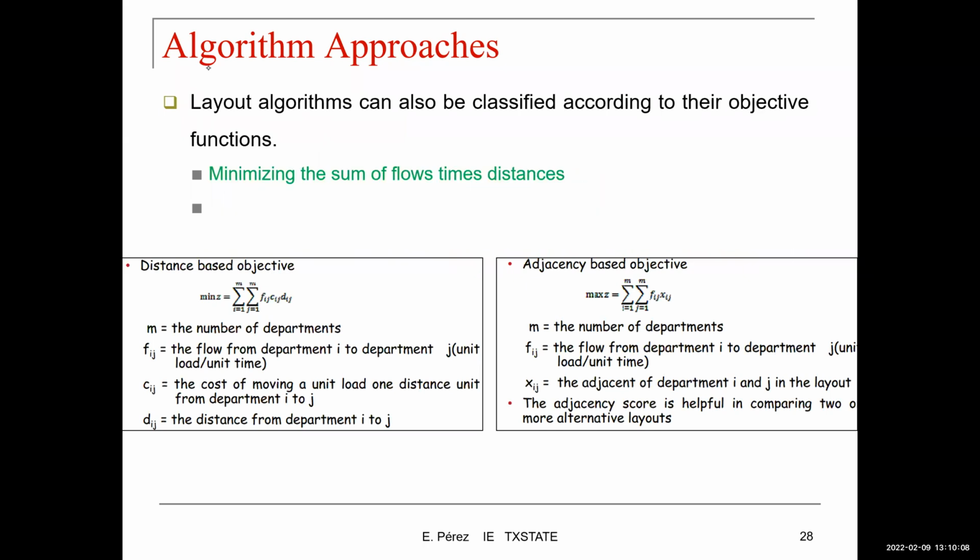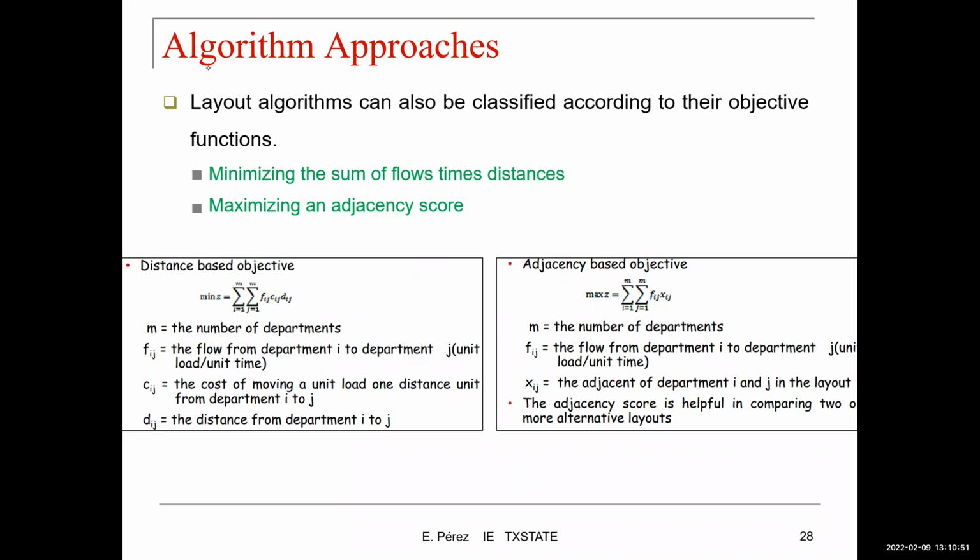Layout algorithms can also be classified according to their objective function. So, for example, if you're familiar with linear programming, operations research, maybe those of you who are in industrial engineering, if you took IE 3340, algorithms based on an objective function that is trying to minimize, meaning that it's looking for the solution that is going to get you the minimum value, or maximize, it's going to be looking for an objective function that is going to give you the maximum value. So algorithms can be classified based on those two objectives too.